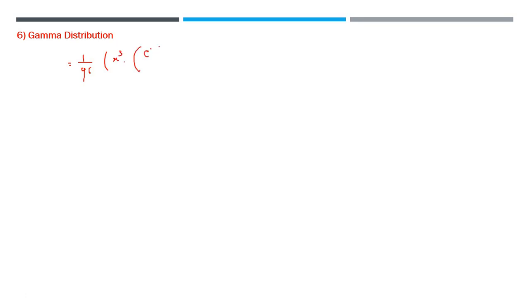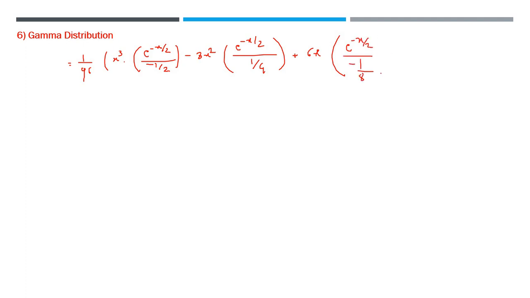Then it comes out to be x cube in bracket e raised to power minus x by 2 divided by 1 by 2, I am taking the integral of that function, then minus 3x square in bracket e raised to power minus x by 2 divided by 1 by 4, then plus 6x e raised to power minus x by 2 divided by 1 by 8, then minus 6 e raised to power minus x by 2 divided by 1 by 16. And here the lower limit is 12, upper limit is infinity.